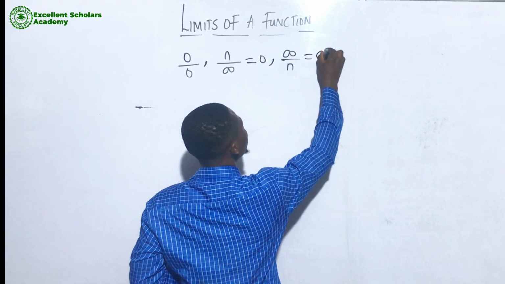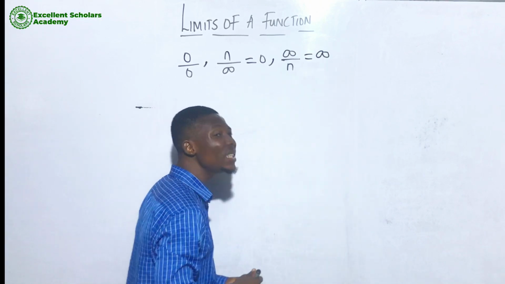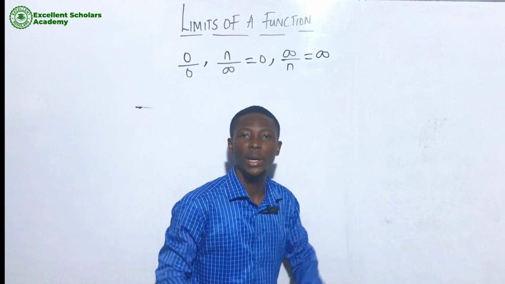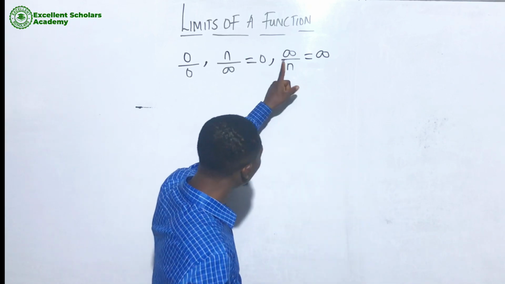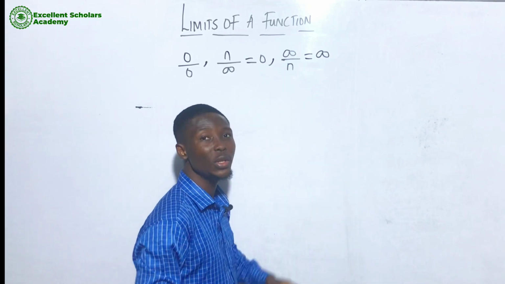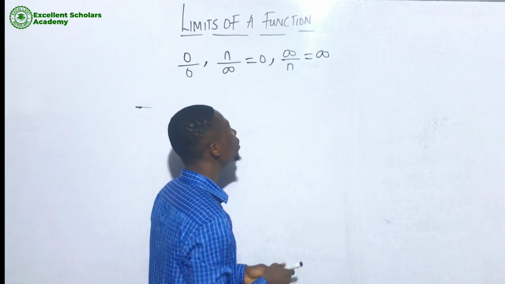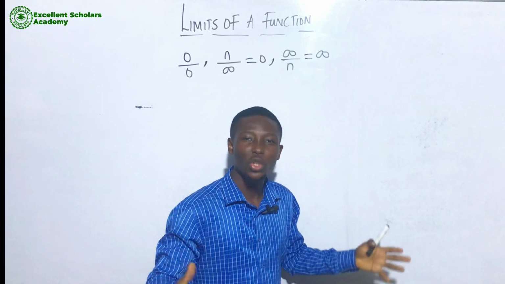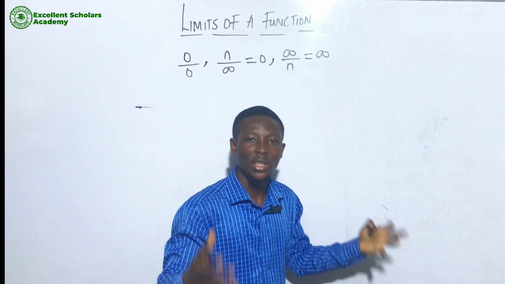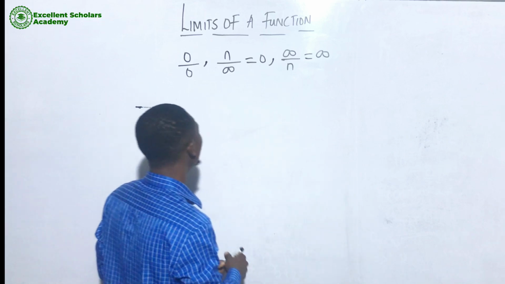gives you infinity. What is this infinity? Infinity is a very large number. So infinity divided by any number at all gives you infinity. That means a very large number divided by any number still gives you a very large number.